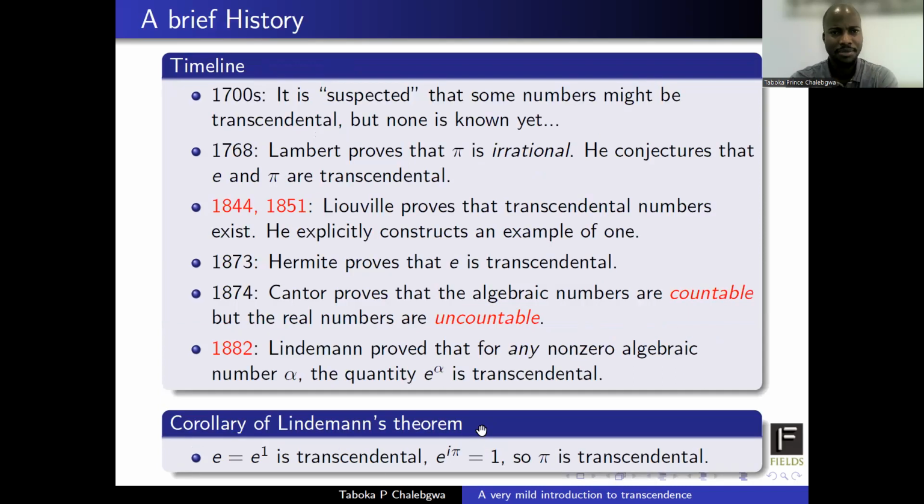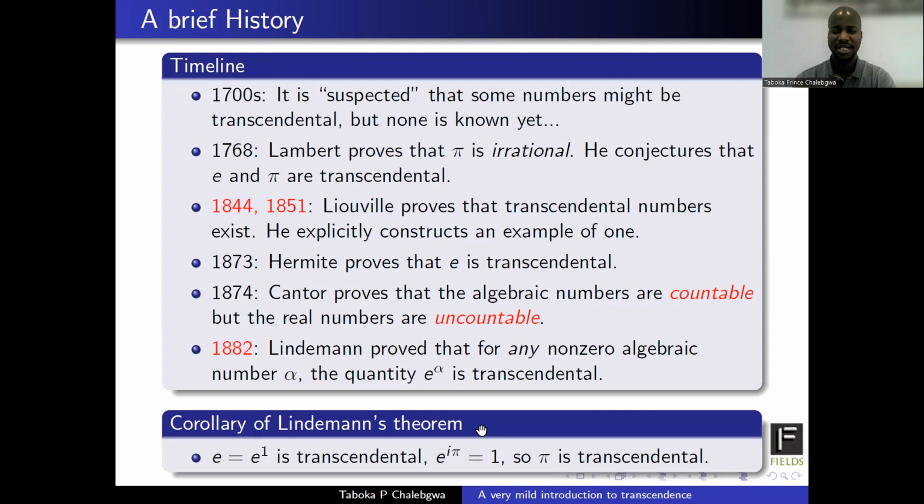So we will take a brief history or timeline of the progress of transcendental number theory. Now, this is not the complete history. I just cherry-picked a couple of monumental results here and there, just so that we can tell the story in a somewhat more concise way that leads us to the main idea behind our talk. So in the 1700s, it was suspected that some numbers might be transcendental, but none were known at the time.